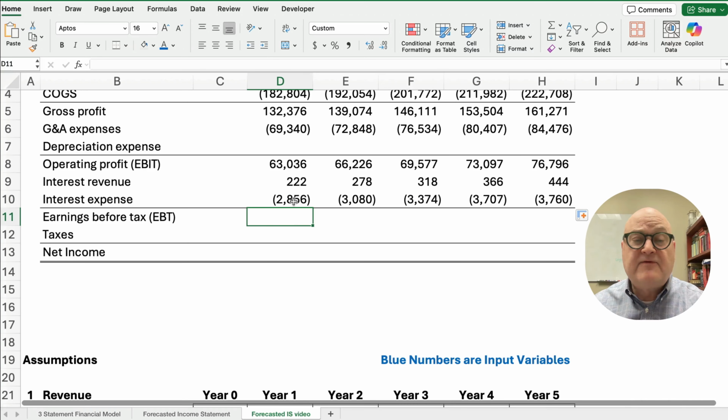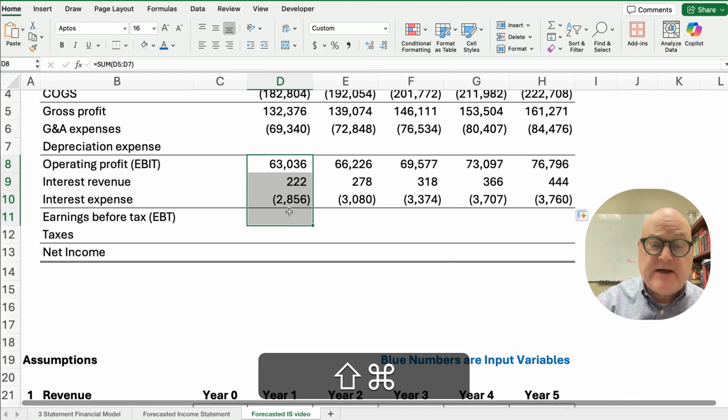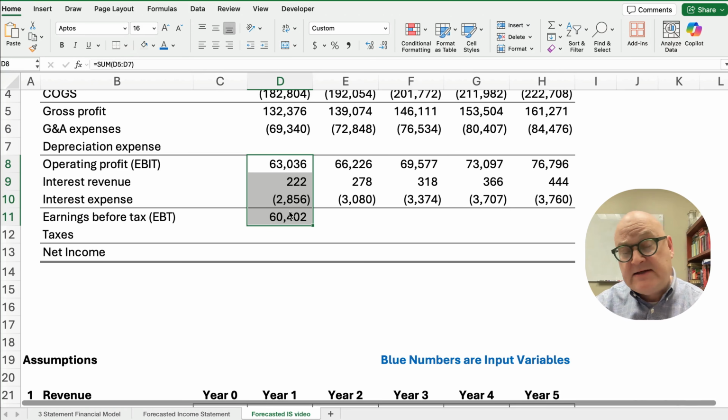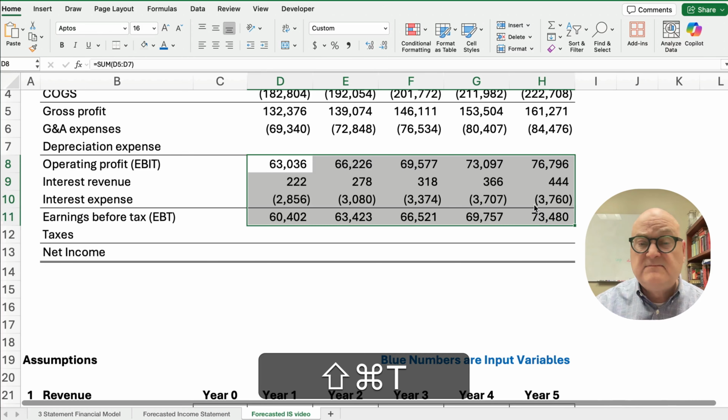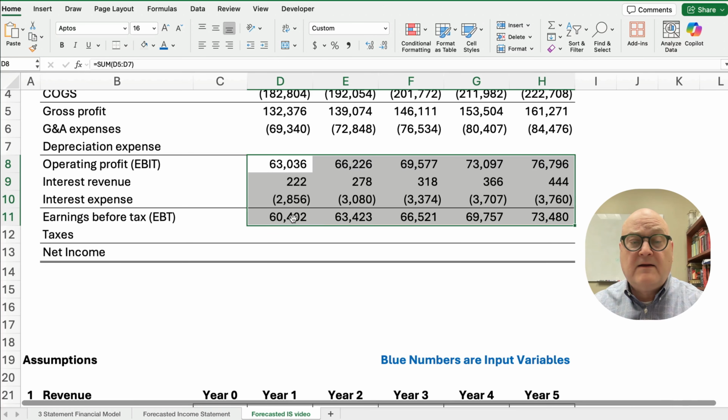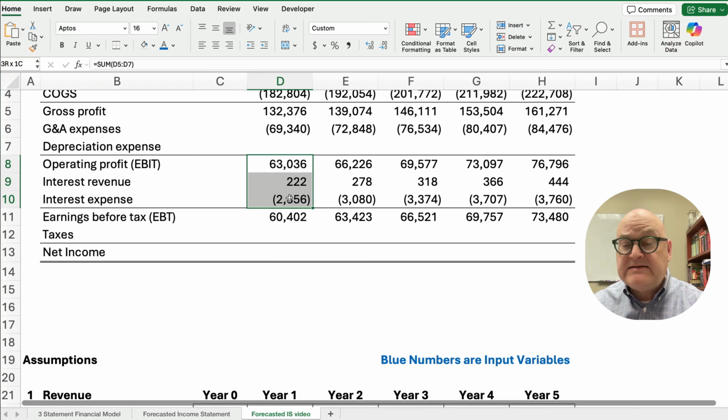So for our earnings before tax, I need to add that up. I'm going to use my keyboard shortcut, Command-Shift-T. Now, the other thing I can do is do it for an entire range. The total of these three numbers is 60,402. And so what we have is earnings before tax.